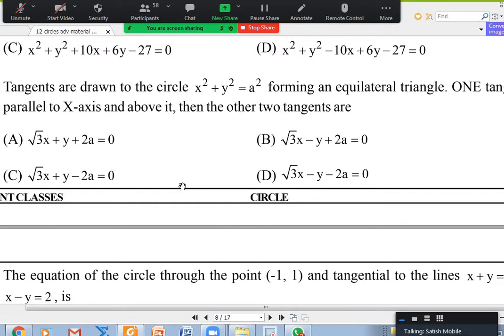Sir, I will say what I have done. Can you search where it went wrong? Have you done it from the figure or not? Yes, sir. The tangents of the circle x square plus y square equals a square will be in the form x cos theta plus y sin theta equals a, no, sir. Yes, but your theta is the inclination of the normal, not the inclination of the line there. Okay, sir.